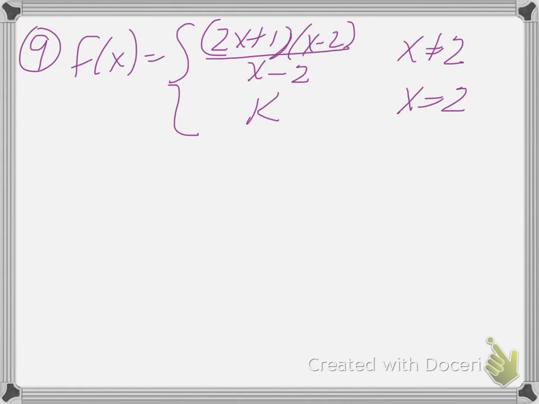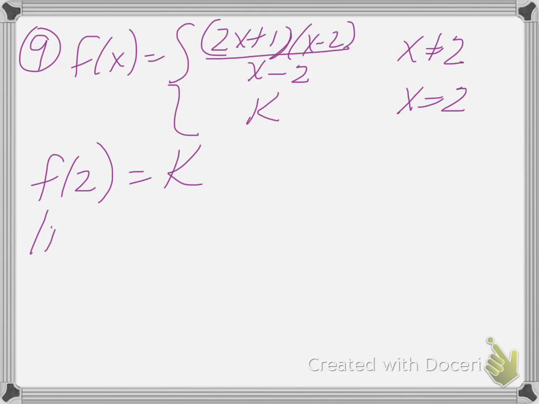Okay, this is number 9. This is definitely a continuity problem. And so you have to find k so it's continuous at x equals 2. So we're going to do one thing at a time, and the first thing is to see if f of 2 exists. Well, when x is exactly 2, the function is equal to k. Alright, so it does exist.